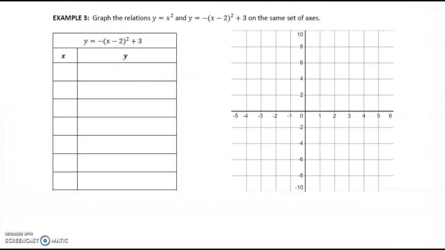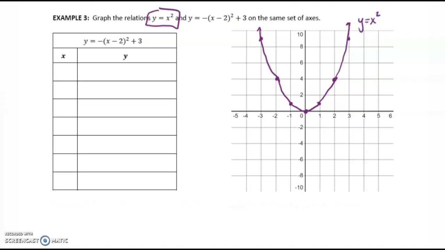Okay, example 3, we're going to put this all together. Graph the relations y equals x squared. So let's go ahead and graph that first. 0, 0. Oh, see, the scale up the y-axis is now by 2s. So negative 1, 1, 1, 1. Negative 2, 4, 2, 4. Negative 3, 9, so kind of in the middle there, and then 3, 9. So again, y equals x squared.